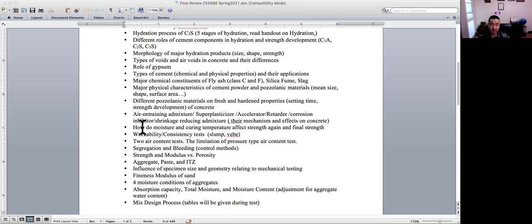Then about curing, how moisture and curing temperature affect the strength gaining speed and also the final strength. Basically, the longer the moisture curing, we have a better strength and lower permeability. So that's all good. For curing temperature, with lower curing temperature you will have a higher final strength, but lower early age strength. With higher curing temperature, you will have a higher early age strength, but lower final strength. And you should know why that's the case.